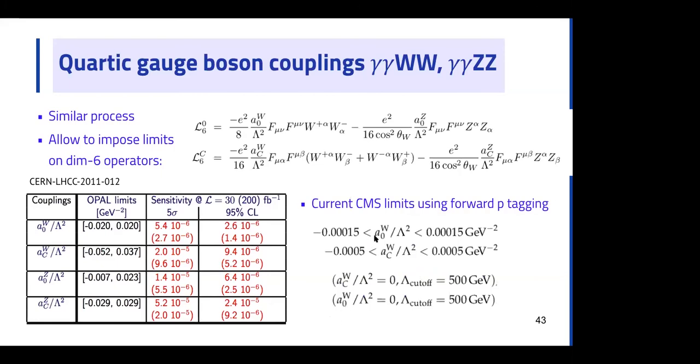So for completeness, I want to say that CMS has already used some of their forward proton tagging data from, I think, 7 TeV or 8 TeV to measure this process, and the limits they have obtained are of the order of 10 to the minus 4, as you see here in these couplings.